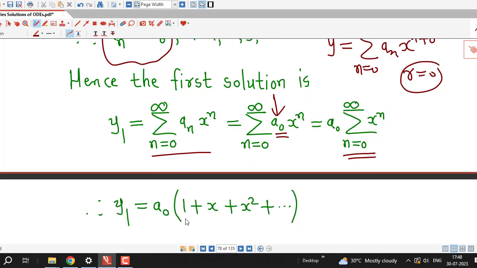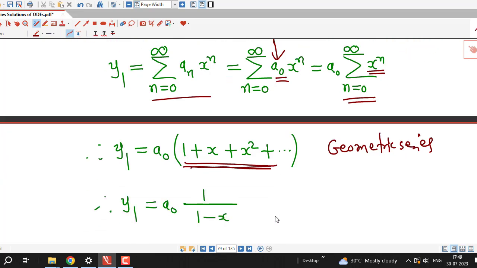This sigma x raised to n is nothing but this series 1 plus x plus x square and so on. If you take n equal to 0, you have x raised to 0, that is 1. For n equal to 1, we have x. For n equal to 2, x square and so on. And this is nothing but a geometric series with ratio x. Common ratio is x and first term is 1. Therefore this is equal to 1 divided by 1 minus x.